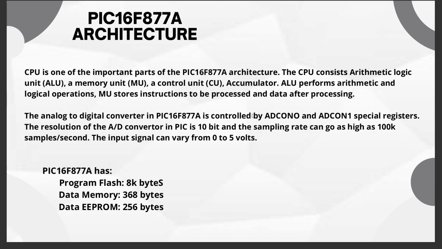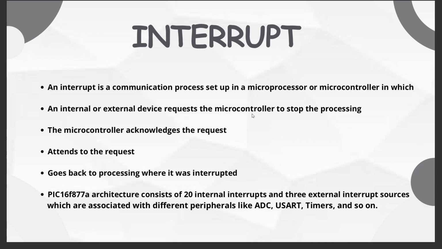The signal can vary from 0 to 5 volts. PIC16F887 has program flash of 8k bytes, data memory of 368 bytes, data EEPROM of 256 bytes. Now let's know about the interrupts.